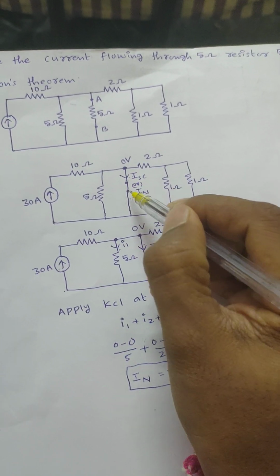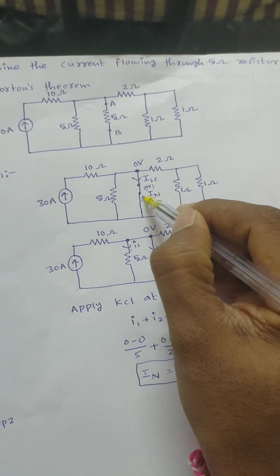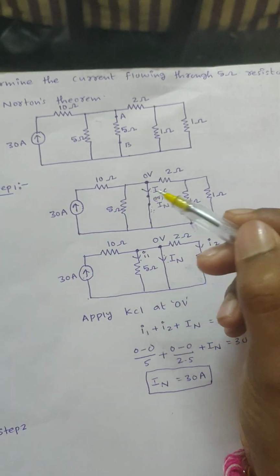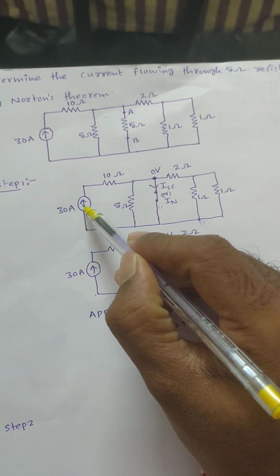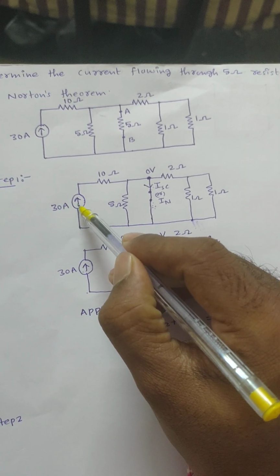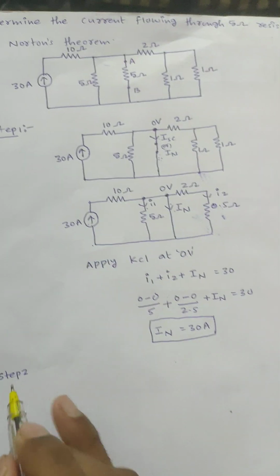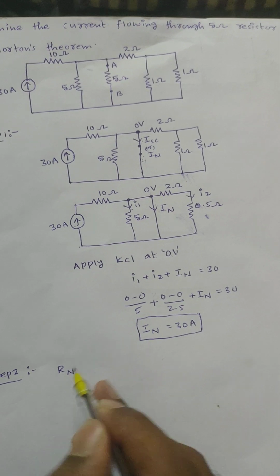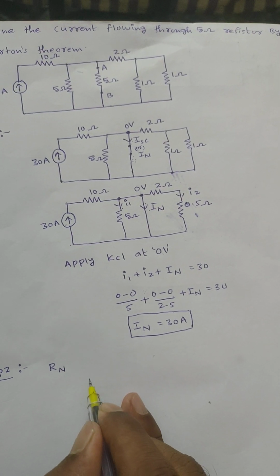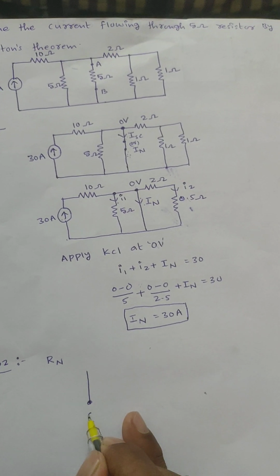While calculating Norton's equivalent resistance, if the circuit is having a voltage source, that should be replaced by a short circuit. If the circuit is having a current source, that should be replaced by an open circuit, right? Here the circuit is having a current source, that is replaced by an open circuit. Here I am calculating Norton's equivalent resistance across the open circuited contacts, right? Here the current source is replaced by an open circuit.